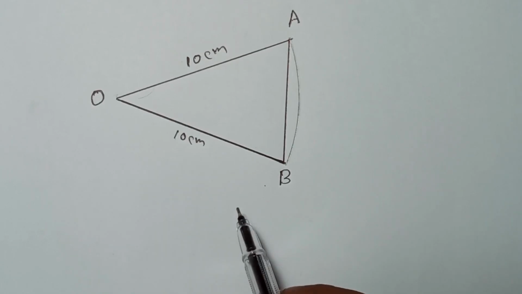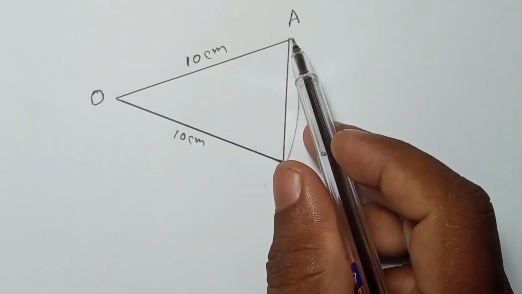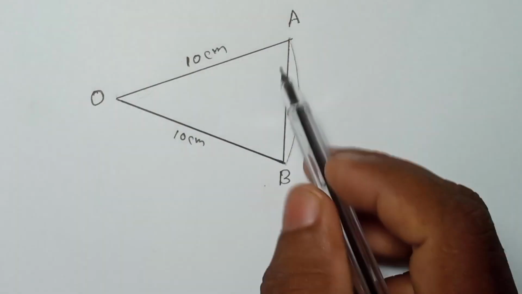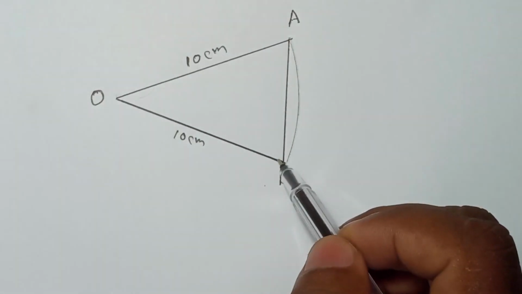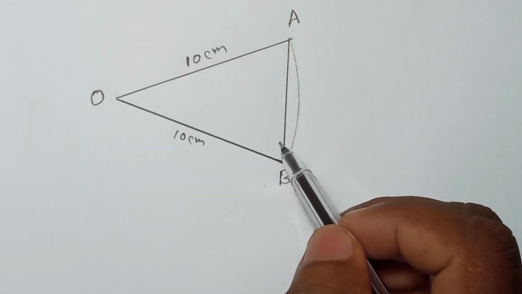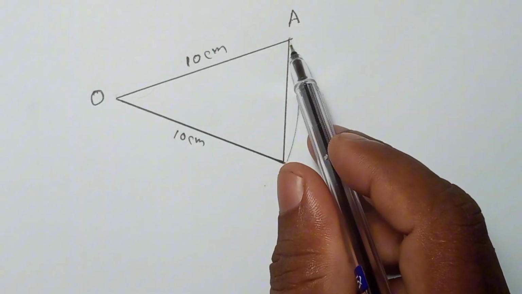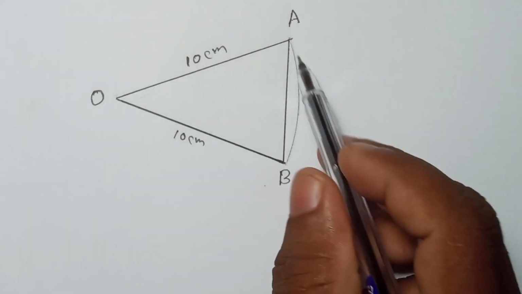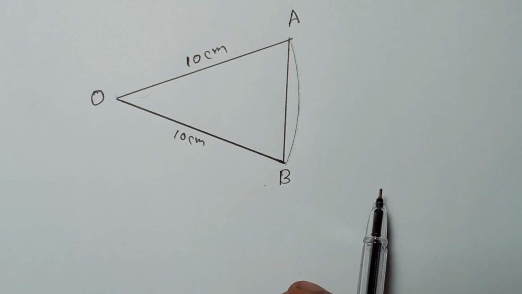Now we need to find the length of arc AB, right? They give the AB length, meaning this line segment length. They ask for this arc length, the AB arc, this curve one. So how to get it?